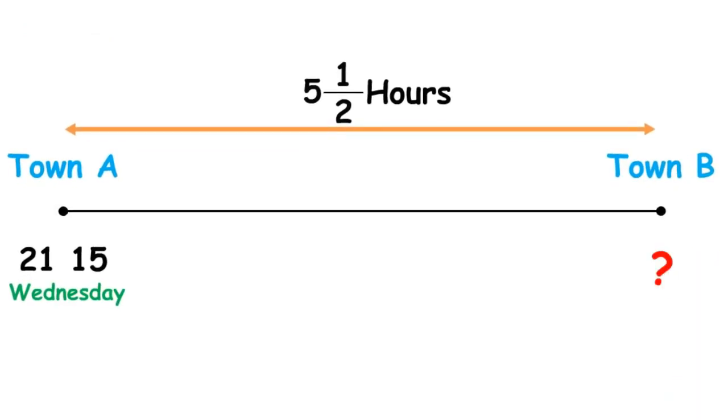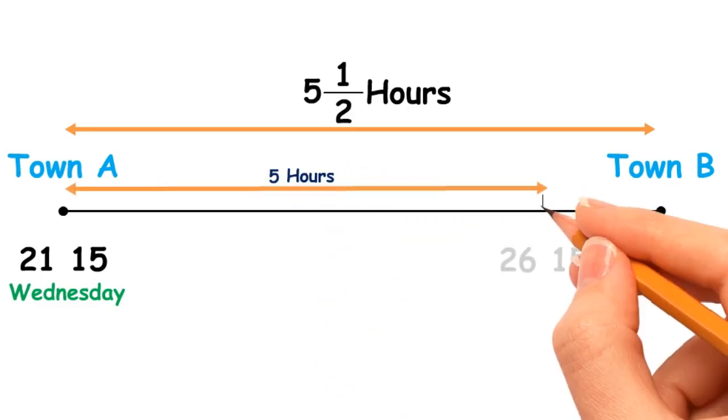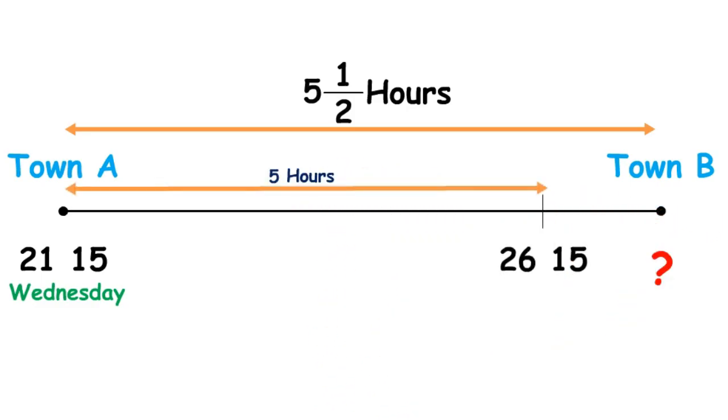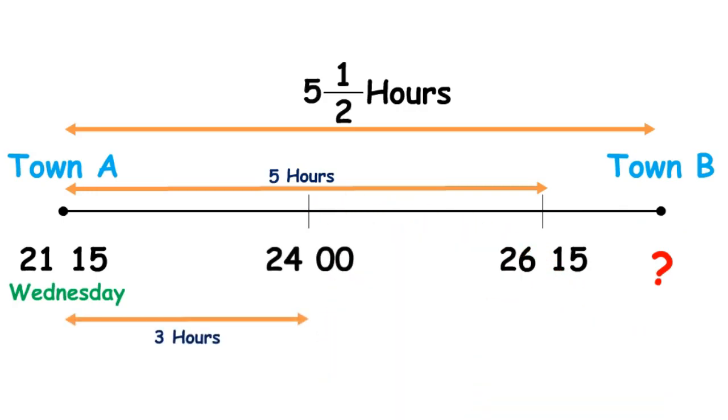At what time and day does the car arrive at town B? If we add 5 hours, it would be 2615. After 2400, the next day has been started. Now, it is Thursday.